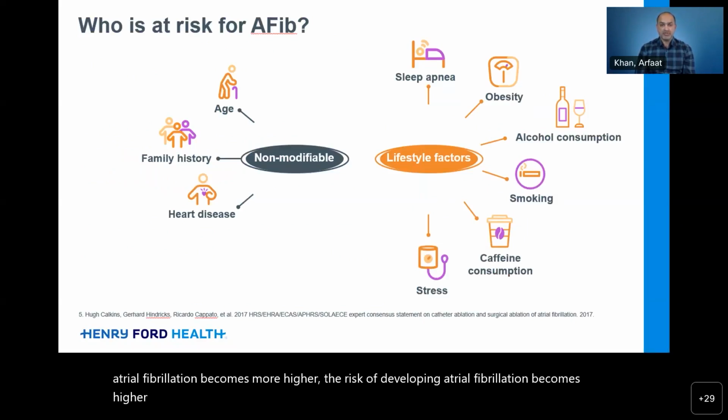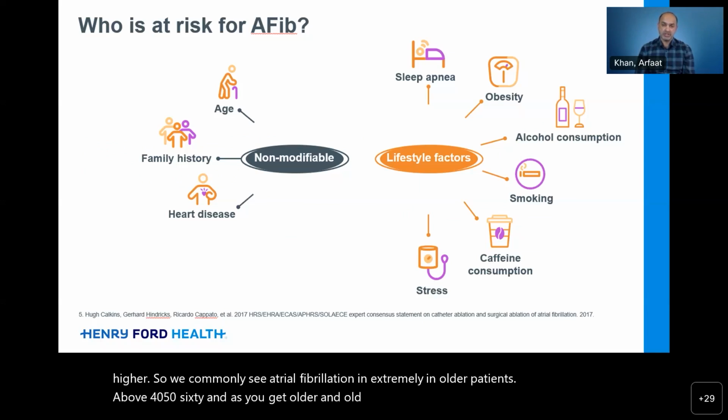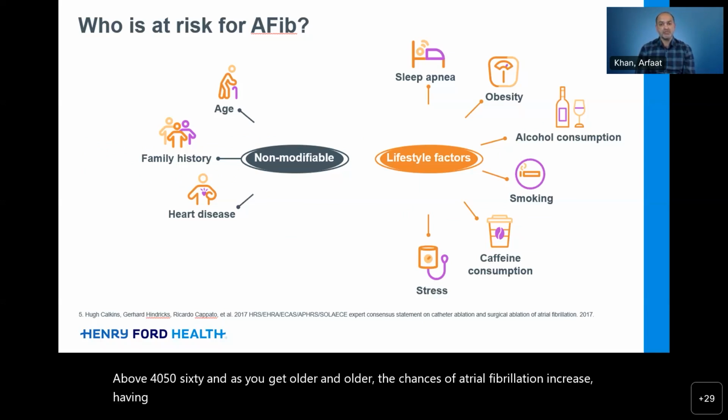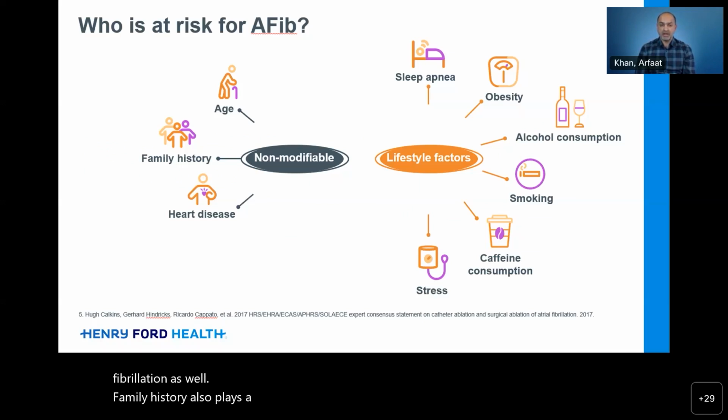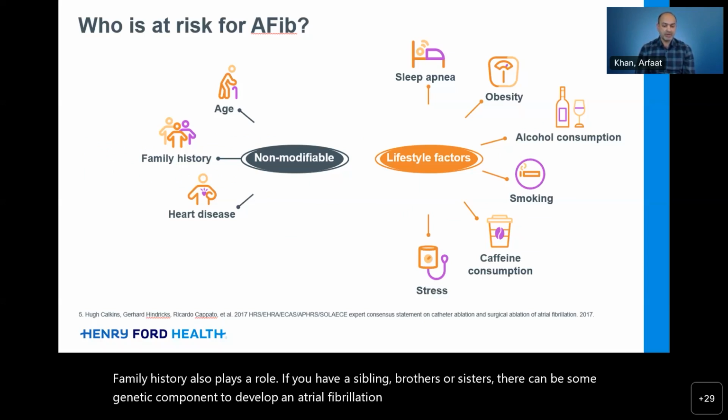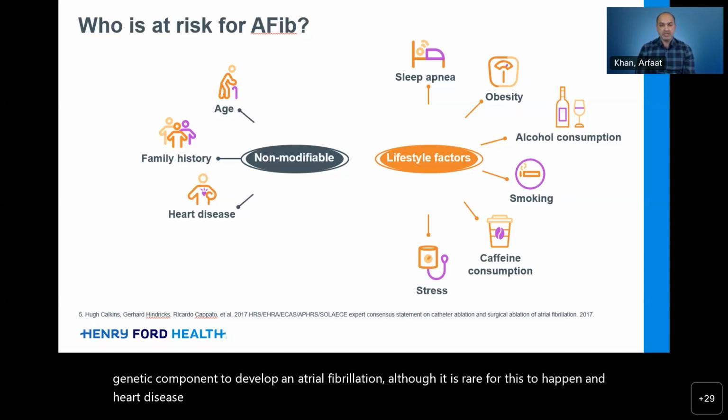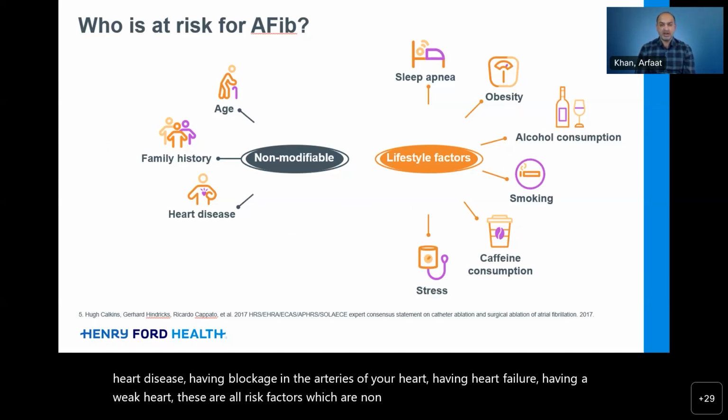So we commonly see atrial fibrillation in older patients, above 40, 50, 60, and as you get older and older, the chances of atrial fibrillation increase. Having said that, I have seen young patients, even as young as 30 years of age, have atrial fibrillation as well. Family history also plays a role. If you have a sibling, brothers or sisters, there can be some genetic component to develop atrial fibrillation, although it is rare for this to happen. And heart disease, having blockage in the arteries of your heart, having heart failure, having a weak heart, these are all risk factors which are non-modifiable to develop atrial fibrillation.